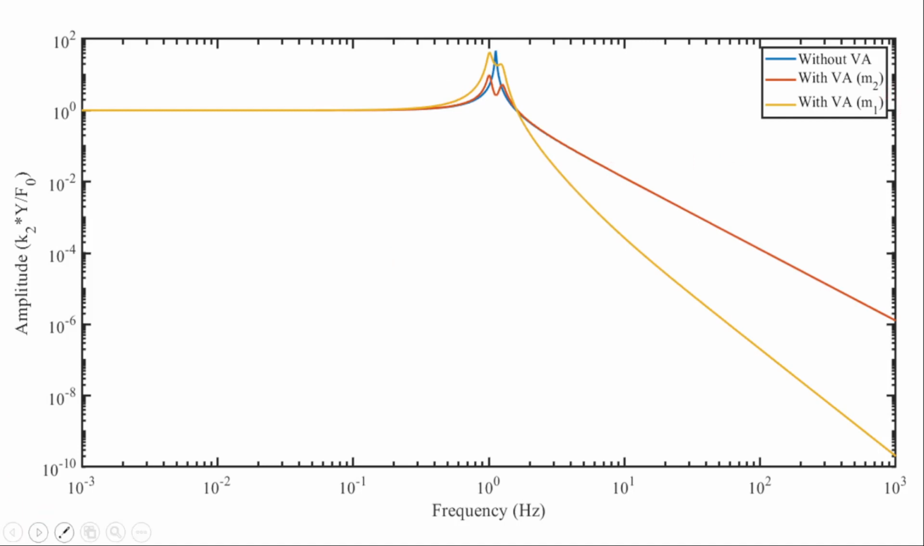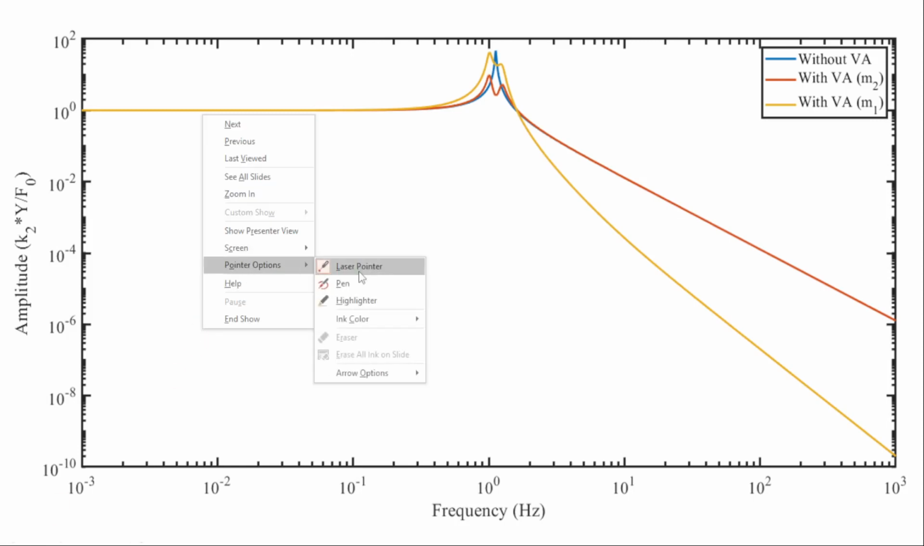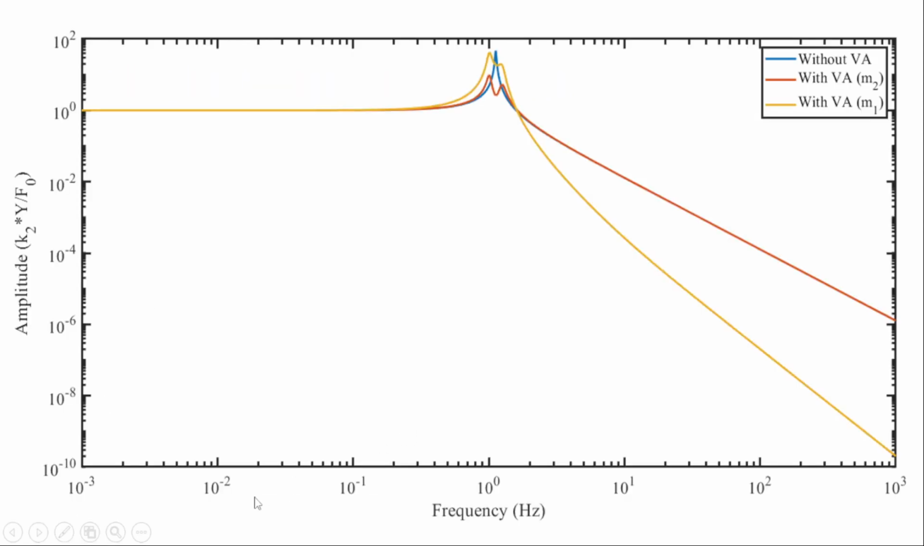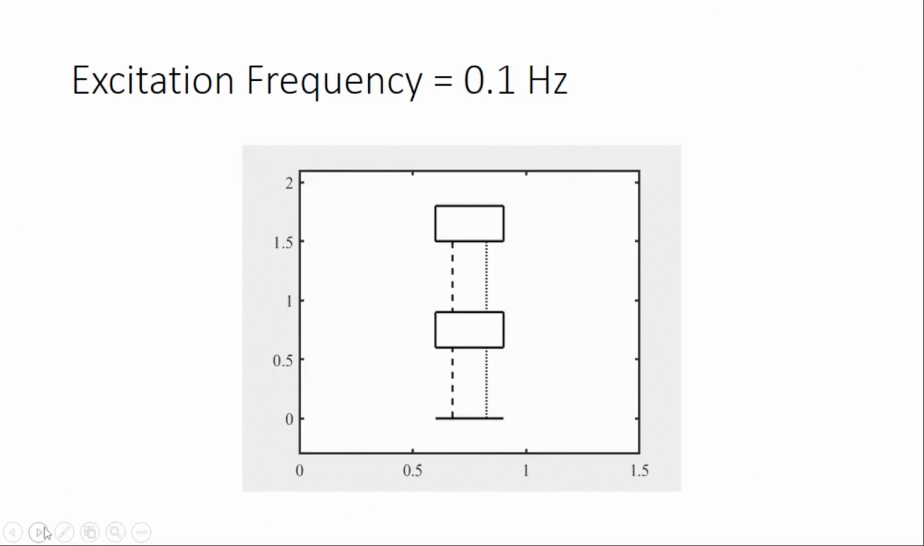So qualitatively, using this curve, we can see how it behaves. Now we will see an animation of the vibration absorber at different excitation frequencies. As we vary it, let us say from 0.1 hertz, we will see its motion near 1 hertz, and then after it has passed the natural frequency, we will see three different behaviors.